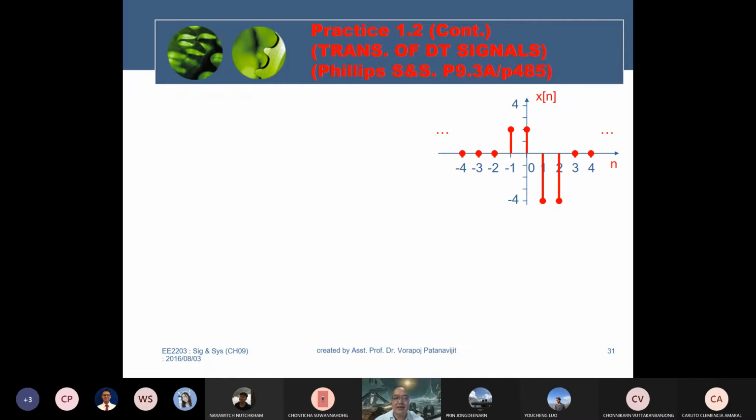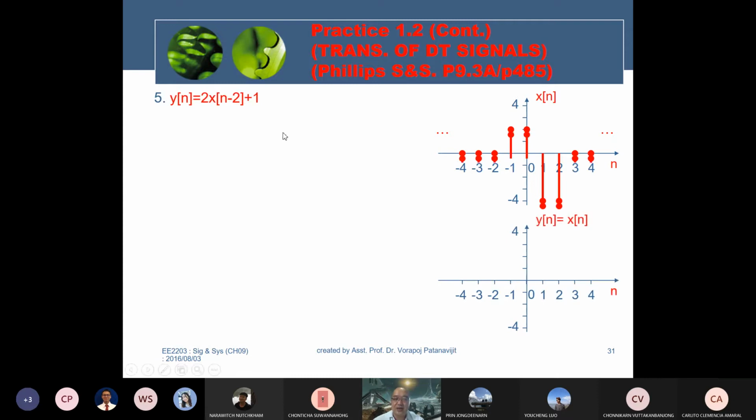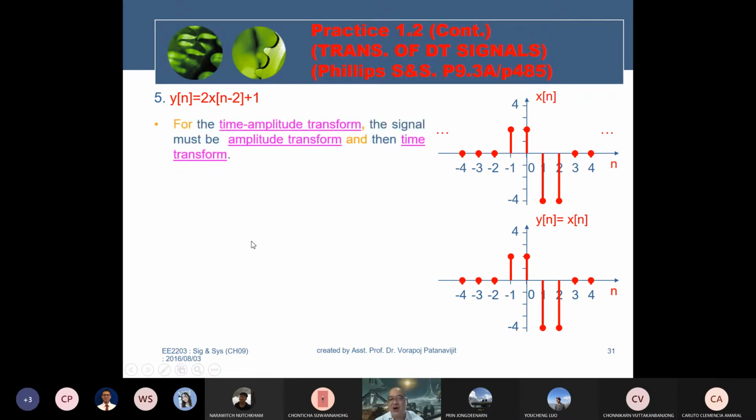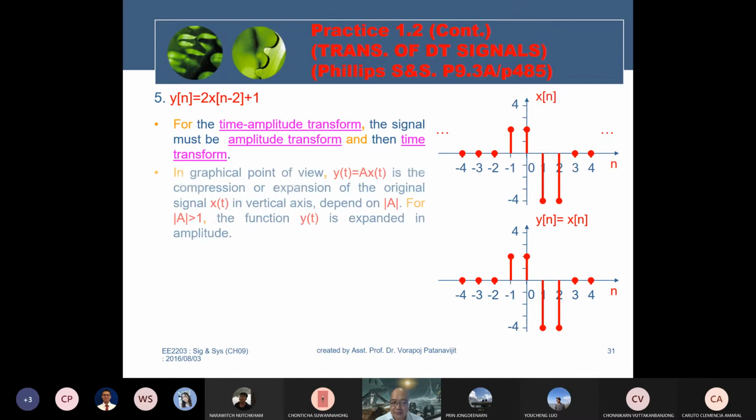Next one. y[n] = 2x[n-2] + 1. The 2 is for amplitude scaling. Minus 2 represents the time shifting. Plus 1 represents amplitude shifting. For this case, you must proceed with amplitude first. For the time and the amplitude transform, the signal must be amplitude transformed first and then time transformed later.